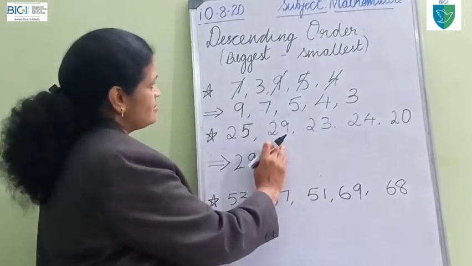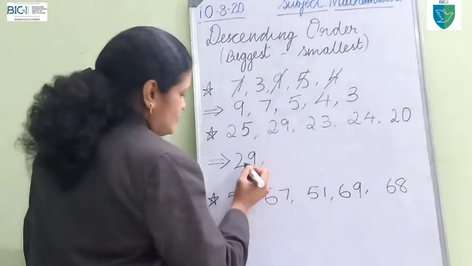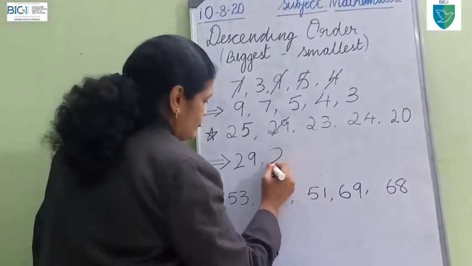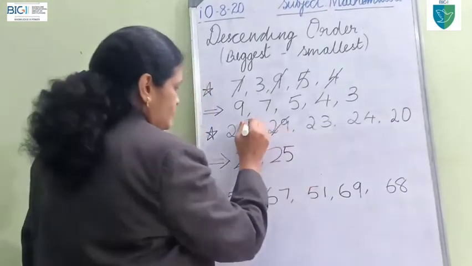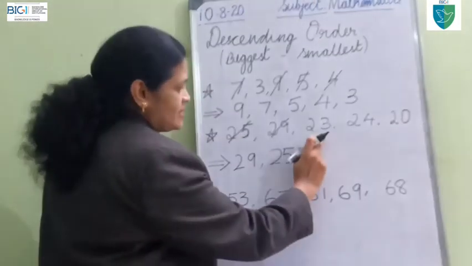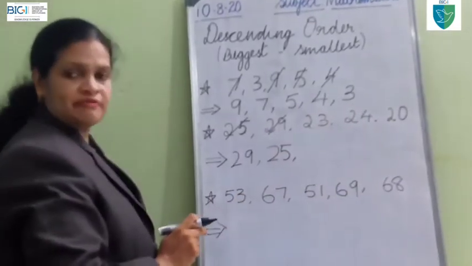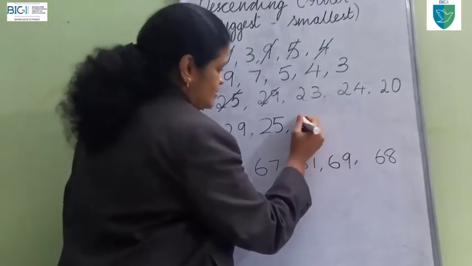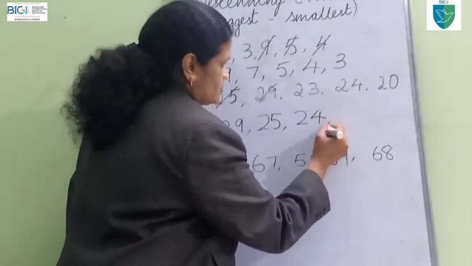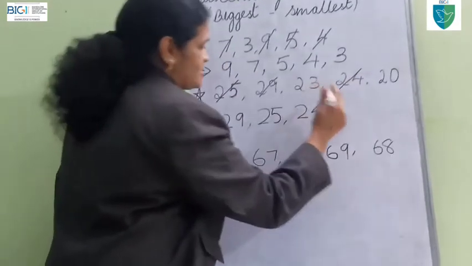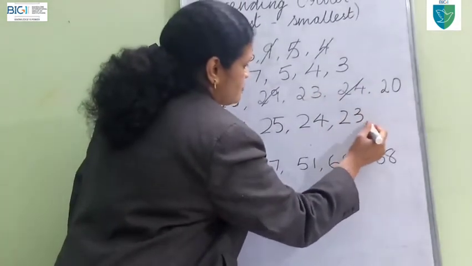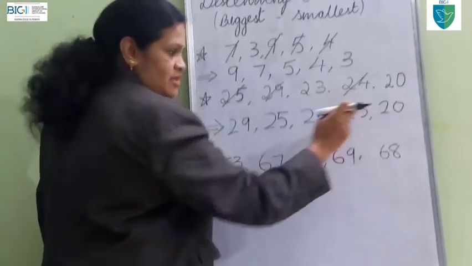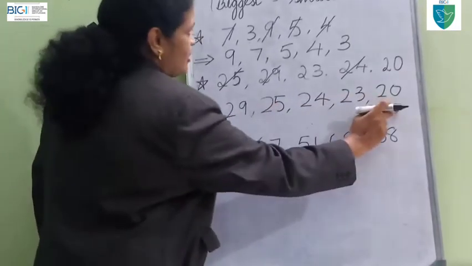Now here the biggest number is 29. I have written 29. The next biggest number is 25. Now you are left with 3 more numbers, 23, 24 and 20. Which is the biggest number? It is number 24. So the last 2 numbers, it is 23 and then 20 in the last. Right? You can see these numbers are arranged from the biggest to the smallest number.